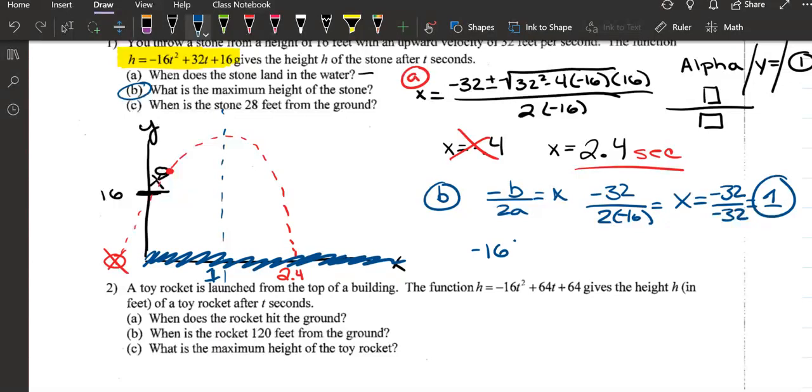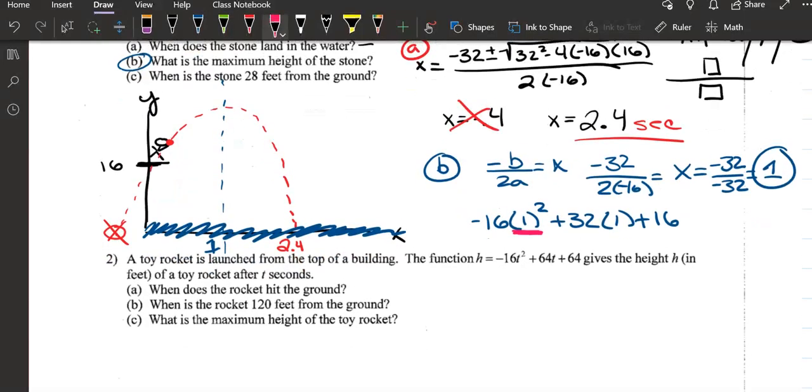So negative 16 times 1 squared plus 32 times 1 plus 16. Now be careful. You're only squaring what you put in for the x. You're not squaring negative 16. It's only x squared, nothing else. So this would be negative 16 plus 32 plus 16. The 16s cancel out. You're left with 32. What's the max height? 32 feet.